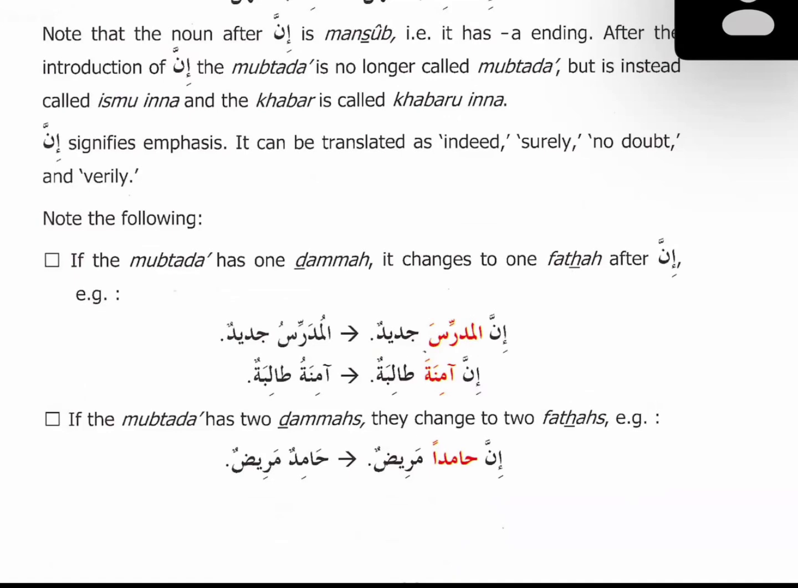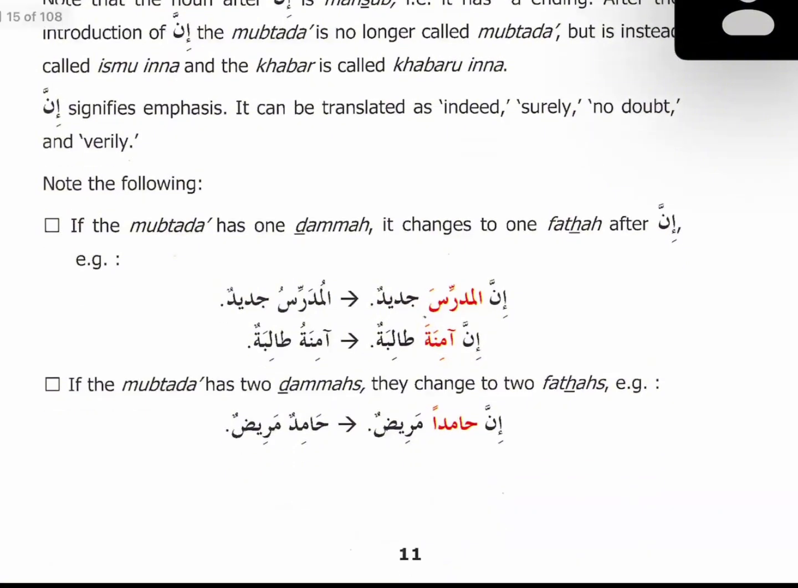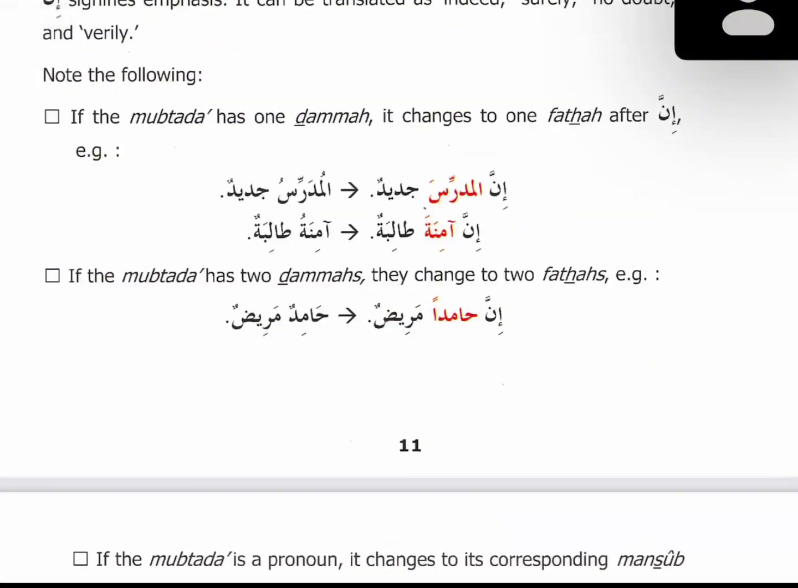If the mubtada has two dhammas, they change to two fathas. Hamidun maridun. Inna hamidan maridun.